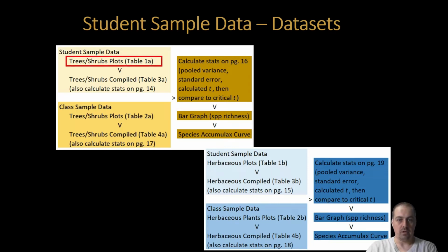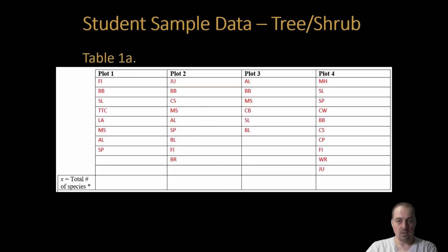So we're going to start with table 1, which is the tree and shrub plots. So this is your data here, your sample data. So listed here are the tree and shrubs plants that were found in the 4 plots that students surveyed. So these are obviously abbreviations.